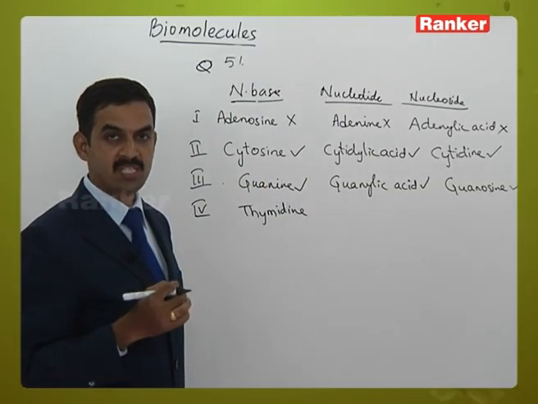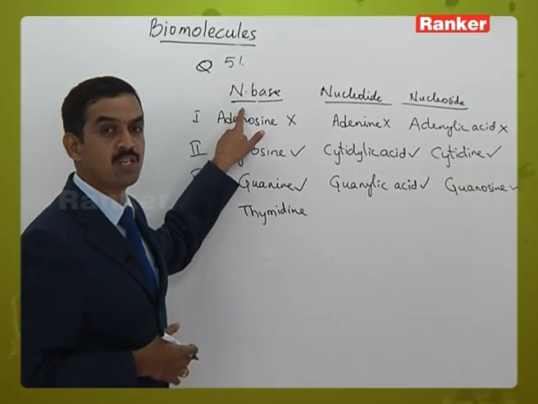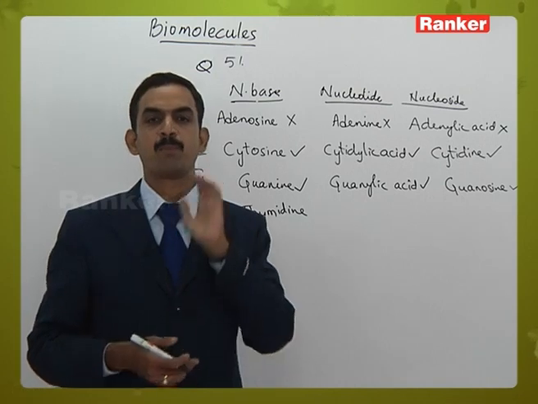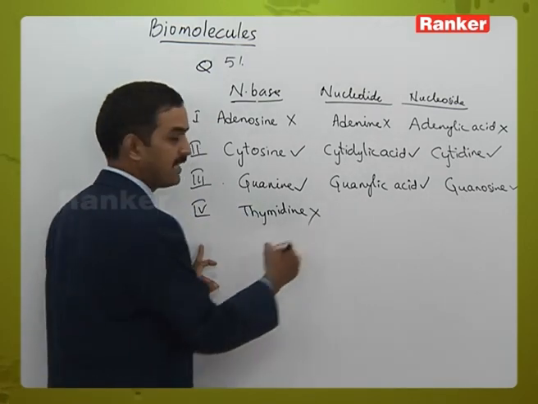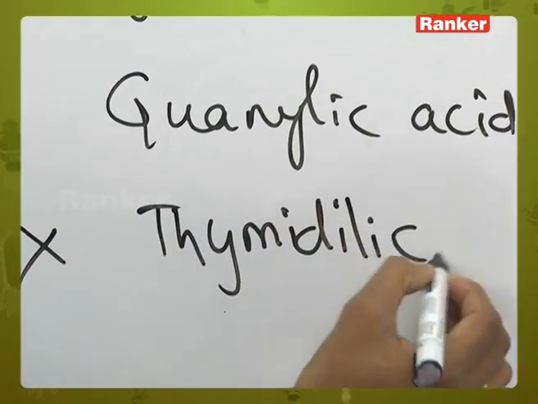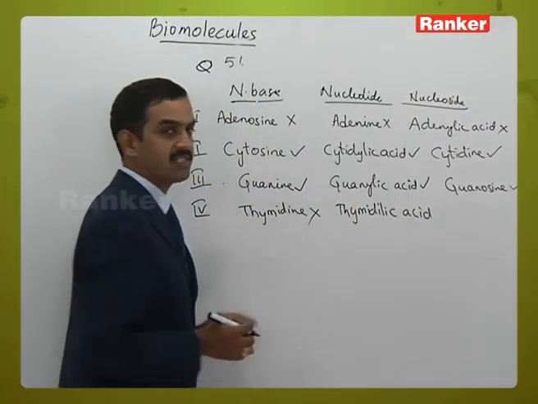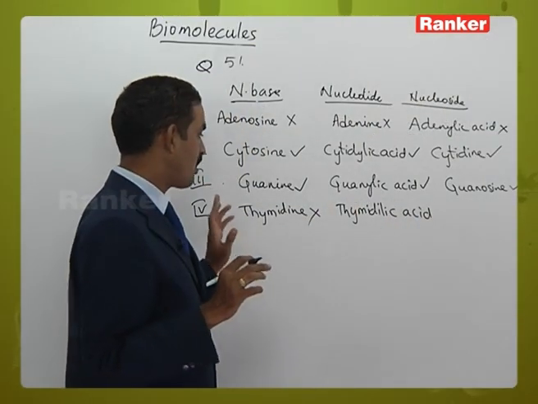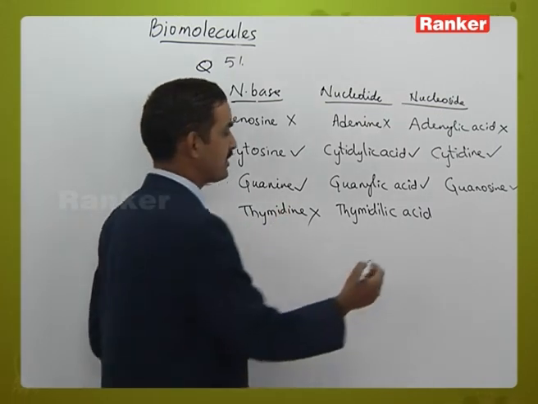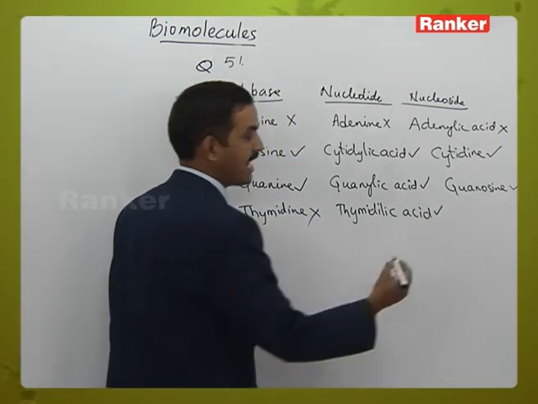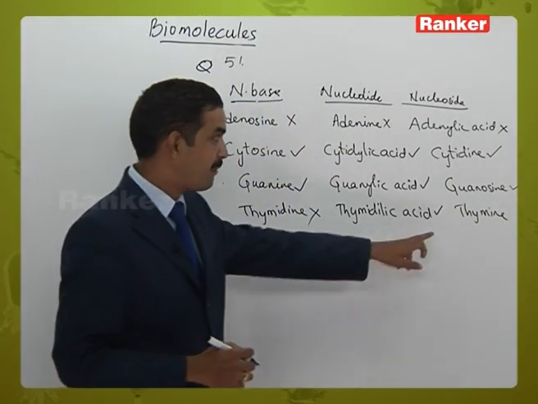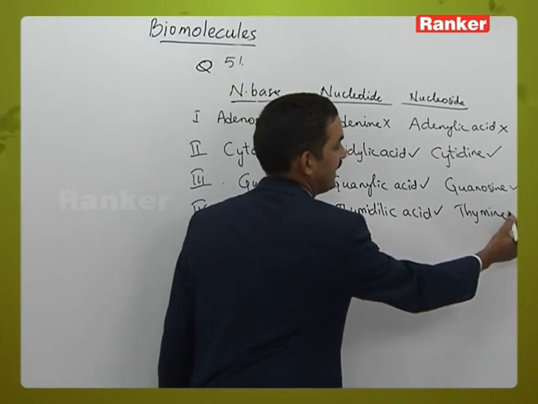Thymidine is a type of nucleoside, but it has been given under nitrogen base. Thymidine is formed by a thymine molecule and a pentose sugar molecule. So, that is incorrect. Then thymidylic acid. Thymidylic acid means it is an acid which is formed by combination of a nucleoside, that is thymidine, plus phosphoric acid. So, this is correct. Then thymine. Actually, thymine is a nitrogen base, but it has been given under nucleoside. So, it is also incorrect.